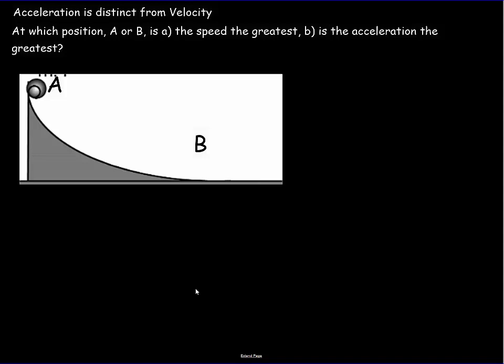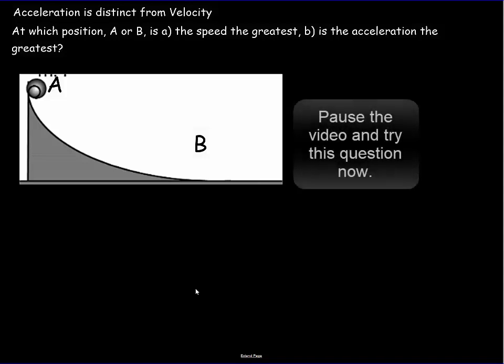Let's finish off with a few questions. So we got a ball rolling down a curved ramp. At which position, the bottom or the top, is the speed greatest and is the acceleration greatest? Pause the video, try the question, come back for the answer.